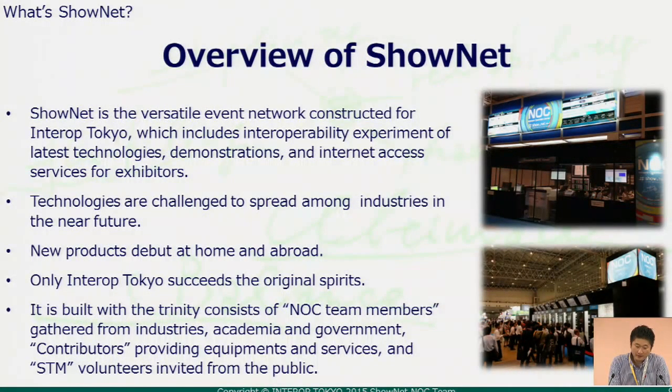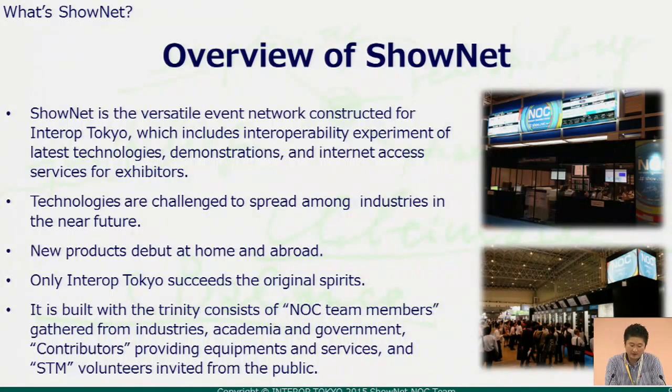First, I explain what SHONET is. SHONET is a versatile event network constructed for Interop Tokyo, which includes interoperability experiments of the latest technologies, demonstrations, and internet access services for exhibitors. Technologies are challenged to spread among industries in the near future. New products debut at home and abroad. And only Interop Tokyo succeeds the original spirit.